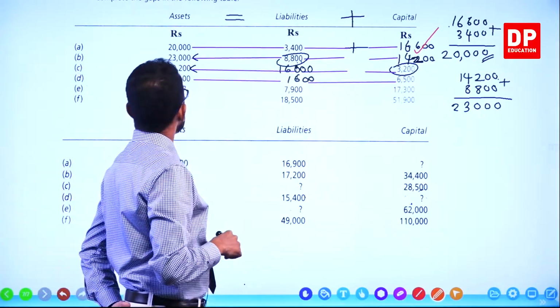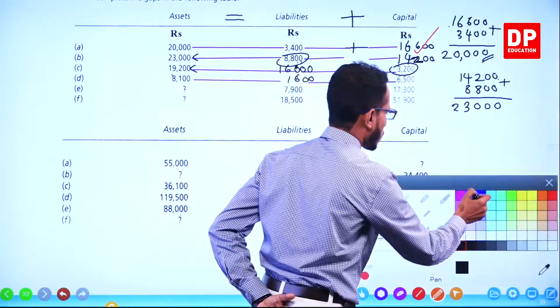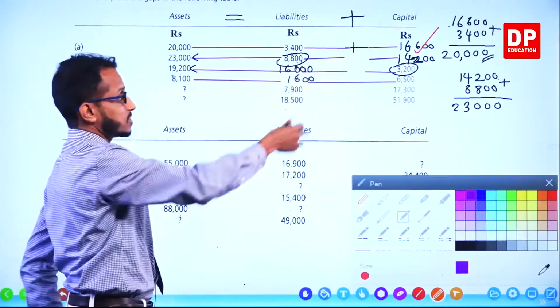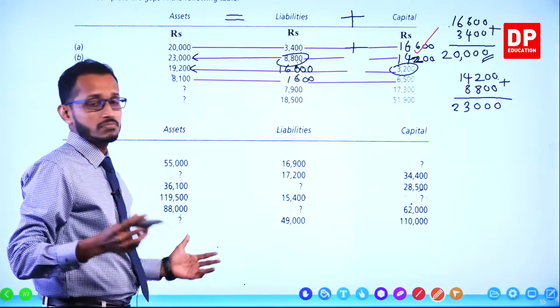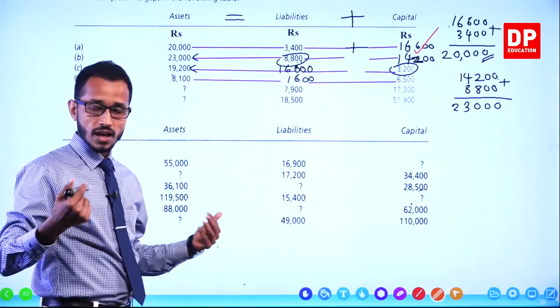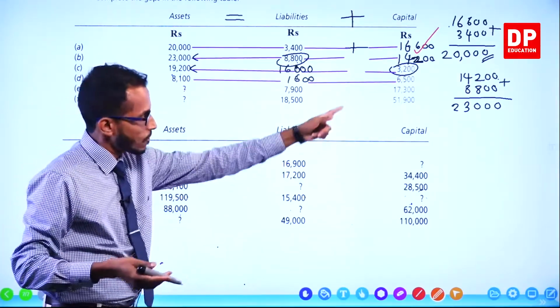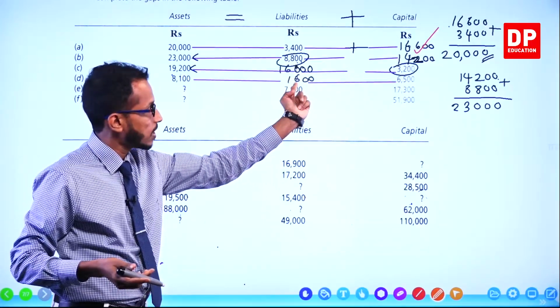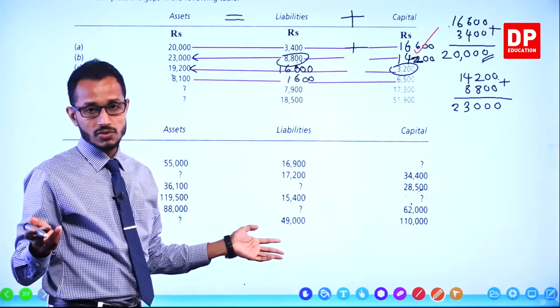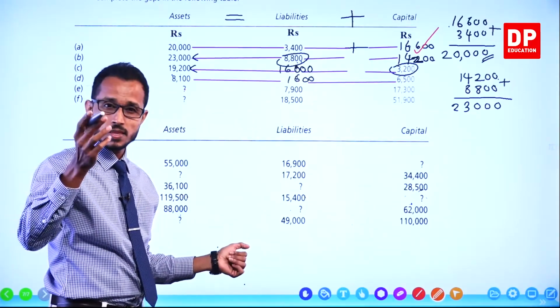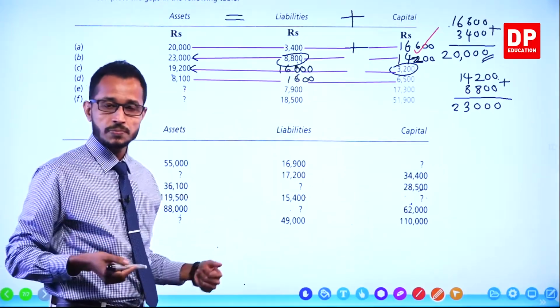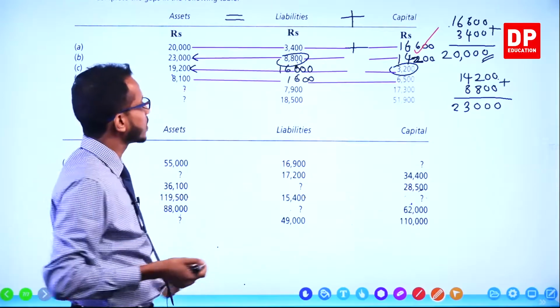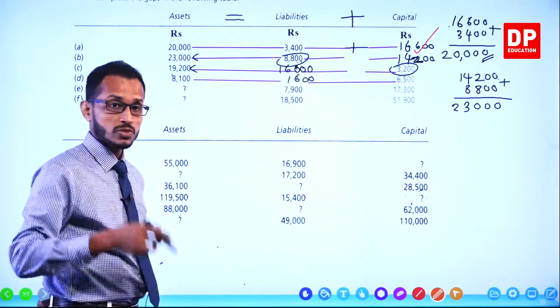Simple. Then we have... I'm not doing the calculations. I would look silly to do rough work to get this answer. It's a simple calculation. You are doing the calculations, not me. Right? So let's do the next one.